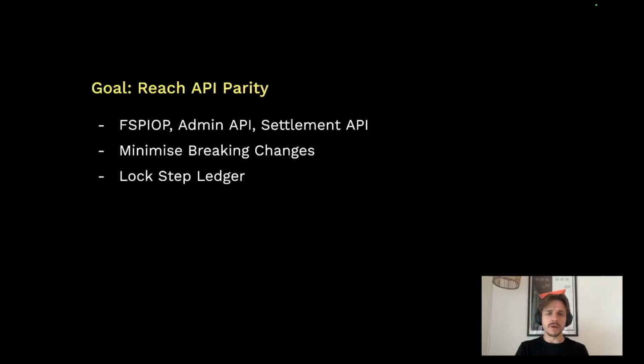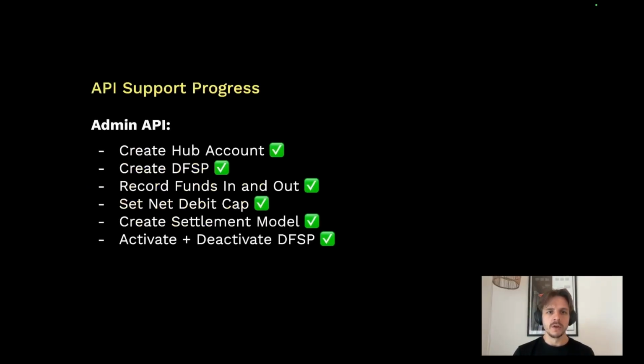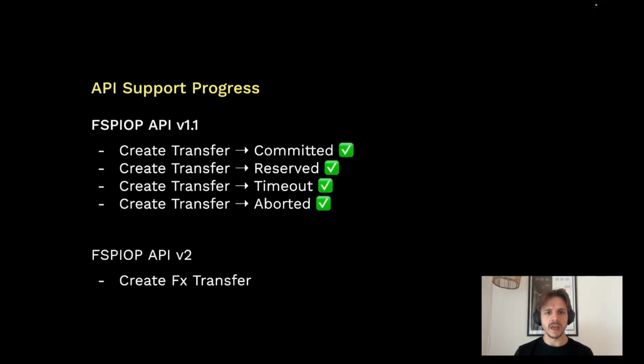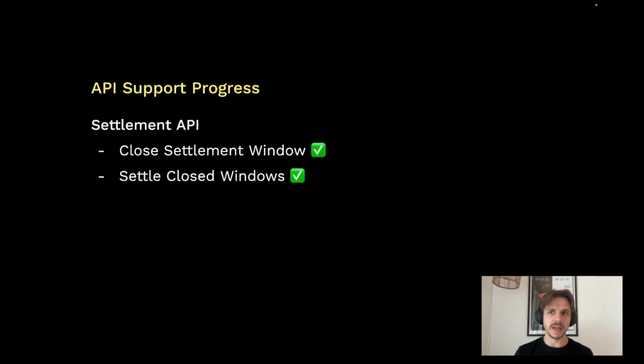Our goal is to reach API parity. Users will be able to take Mojaloop off the shelf and run with Tiger Beetle, unlocking the safety and performance guarantees while minimizing the number of breaking changes. So I'm pleased to say that in the last 6 months, we finished integrating the 3 Mojaloop APIs, the admin, the FSP IOP, and the settlement API on top of Tiger Beetle.